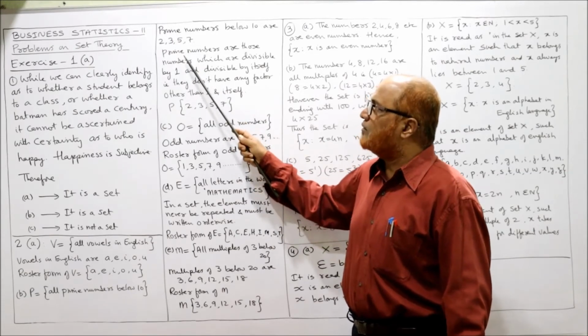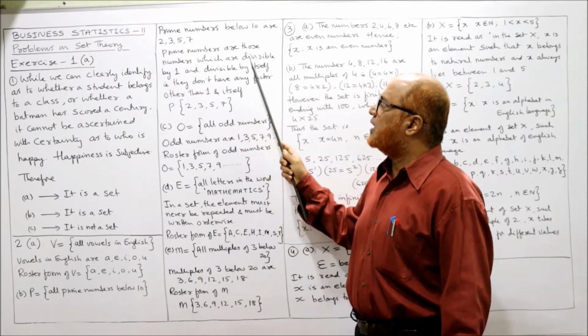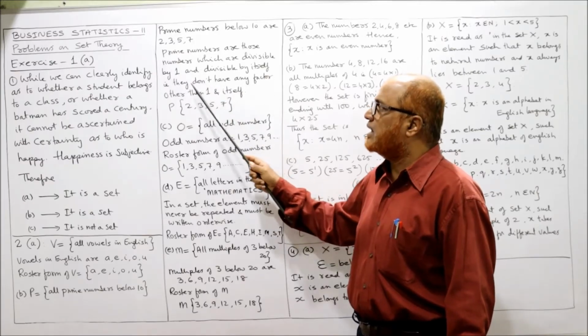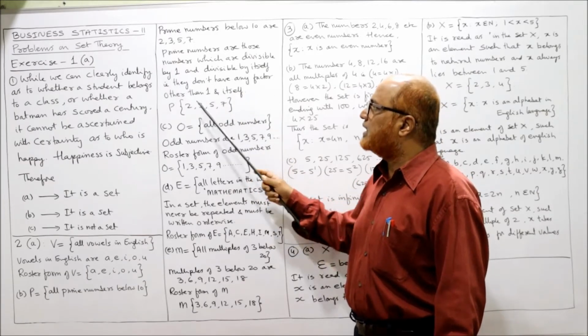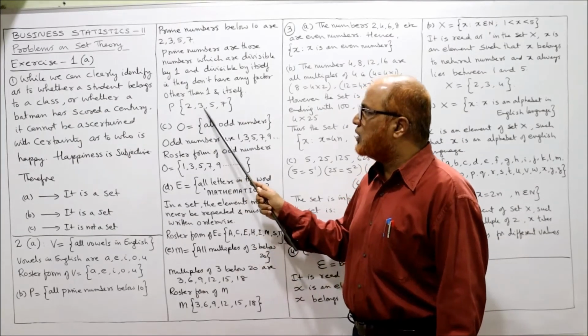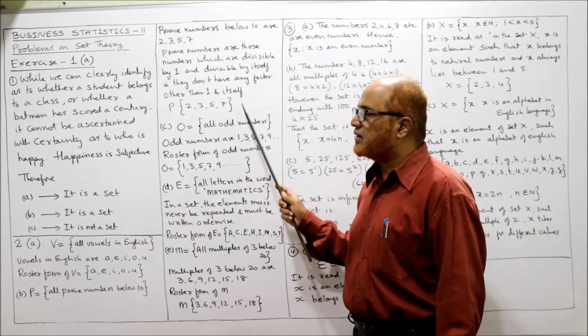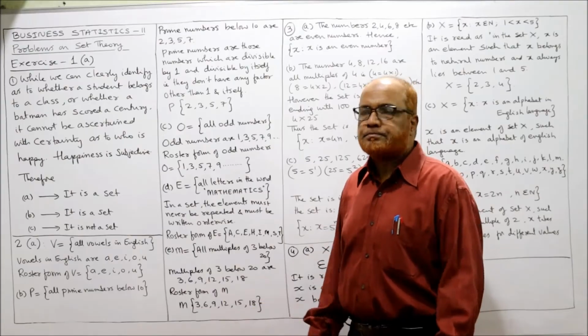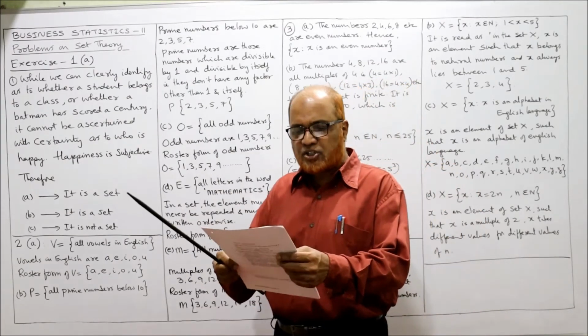Here the expression is also given. Prime numbers are those numbers which are divisible by 1 and by itself. That is, they don't have any other factor other than 1 and itself. So the prime numbers are {2, 3, 5, 7}. That's it. Now the C bit.